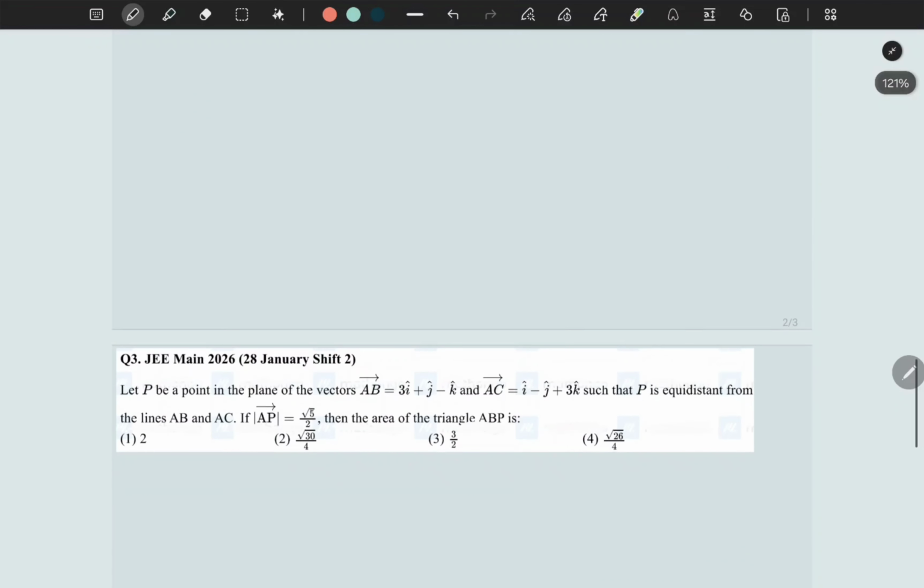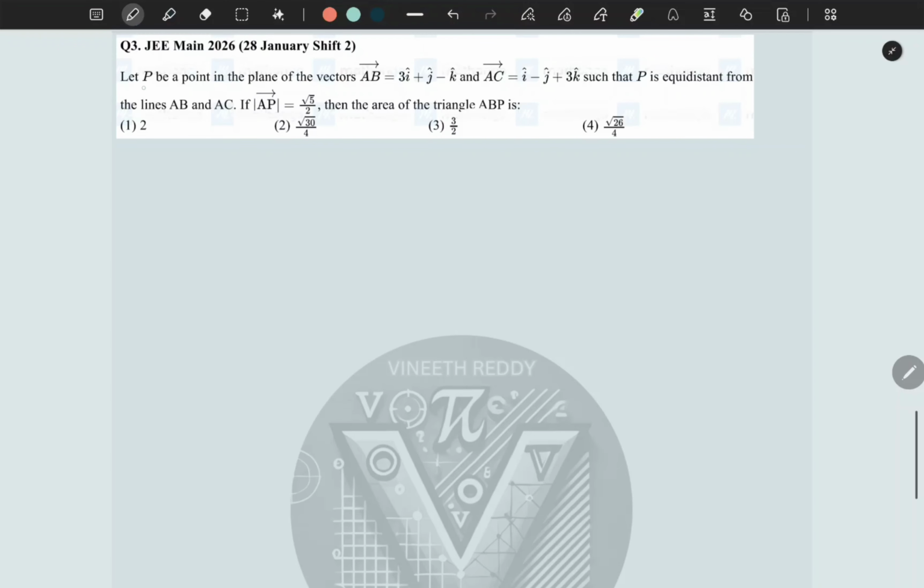Let us now go to the third question. Yeah. So the next question says, let P be a point in the plane of the vectors AB and AC such that P is equidistant from the lines AB and AC. Okay, now this is a very important statement. P is equidistant from the lines AB and AC. That means P lies on the angular bisector. That's a very important thing.